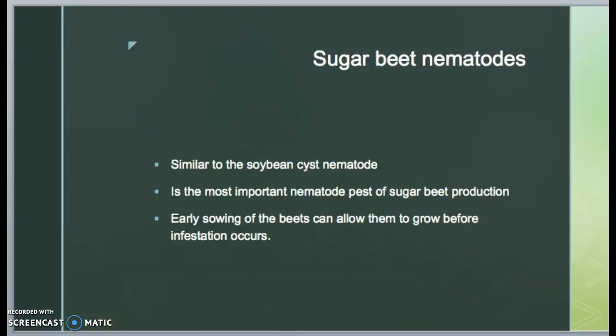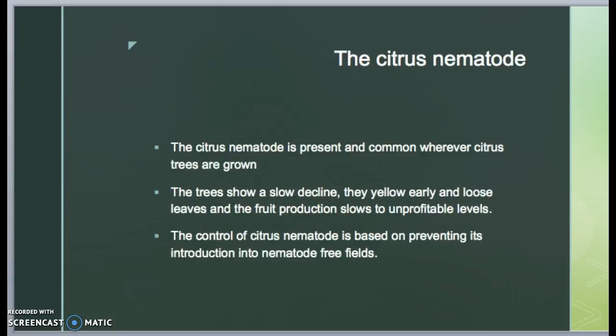Sugar beet nematodes. Similar to the soybean cyst nematode, it is the most important nematode pest of sugar beet production. Early sowing of beets can allow them to grow before infection occurs and becomes important.